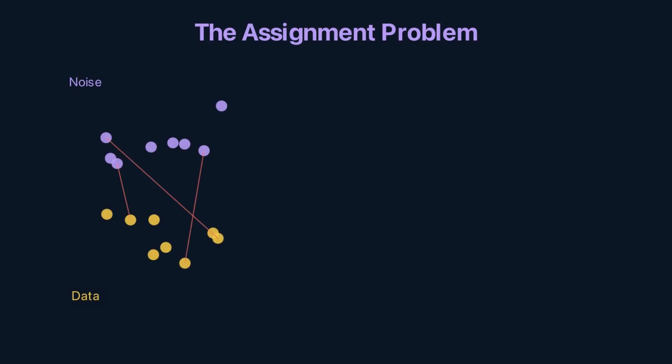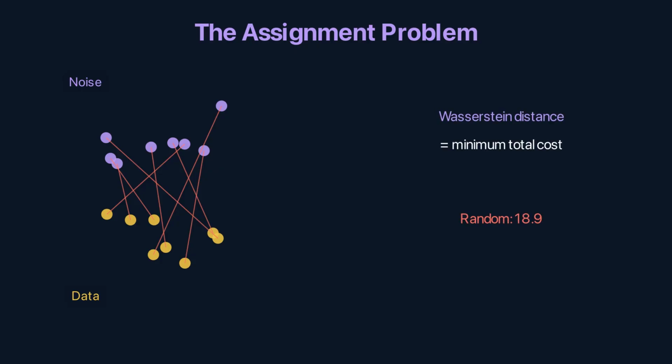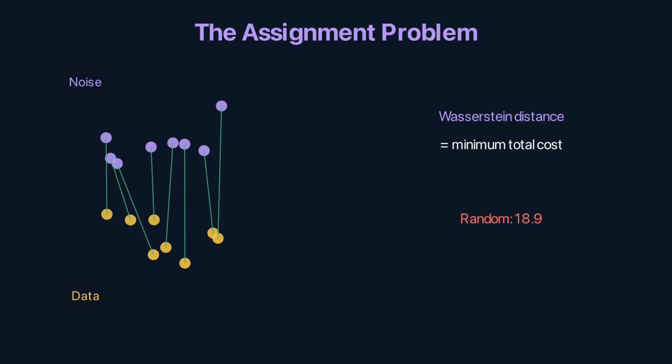Optimal transport finds the assignment minimizing total distance. The Wasserstein distance is this minimum cost. For flow matching, noise samples are the scattered dancers, data samples are the final marks, and it gives the best pairing.